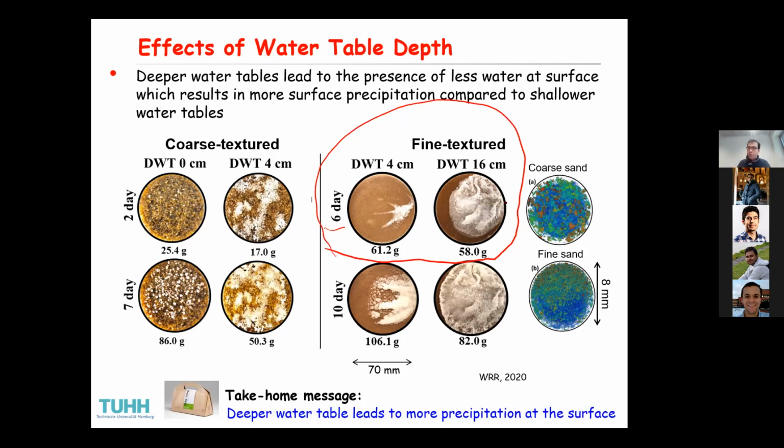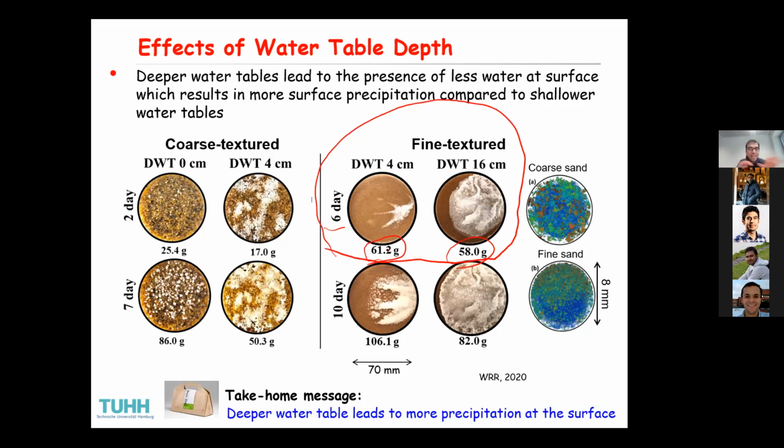So the process starts, some water evaporates, right? And then the concentration increases over time, and eventually it precipitates and crystals start to grow, okay? And this number here is the amount of evaporated water. Interestingly, when the depth of the water table was 4 centimeter below the surface, you have a little bit more water evaporation even. But you see much more salt crystallization in the case of coarse textured material.